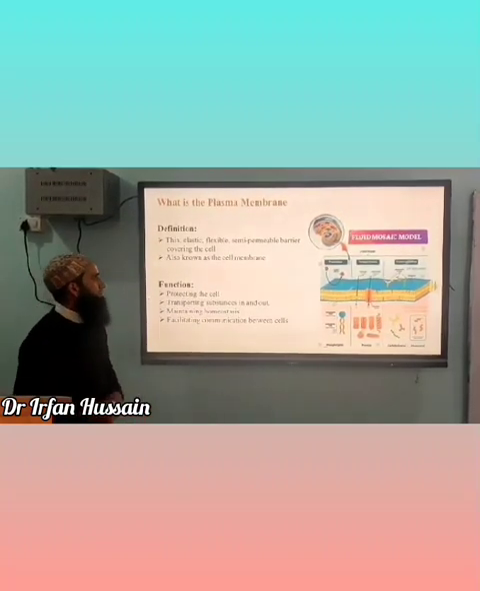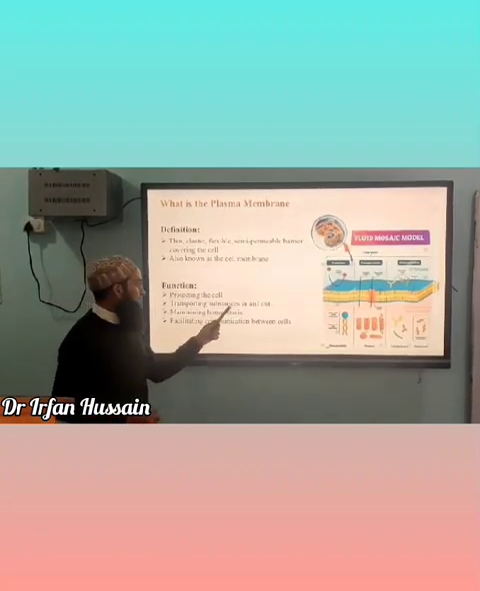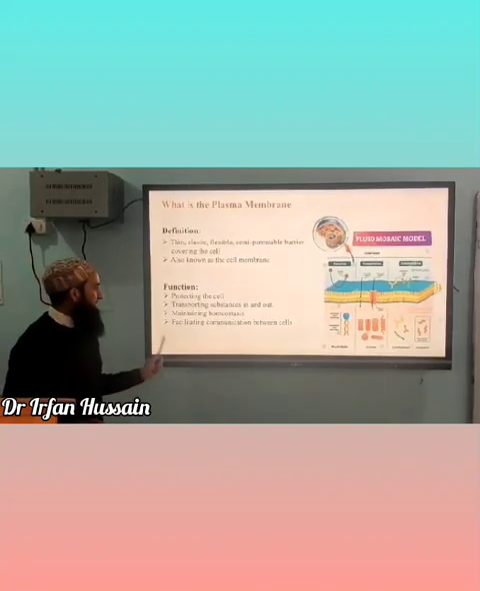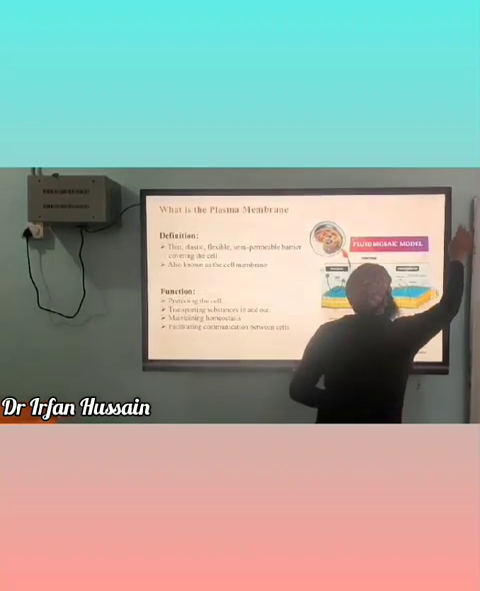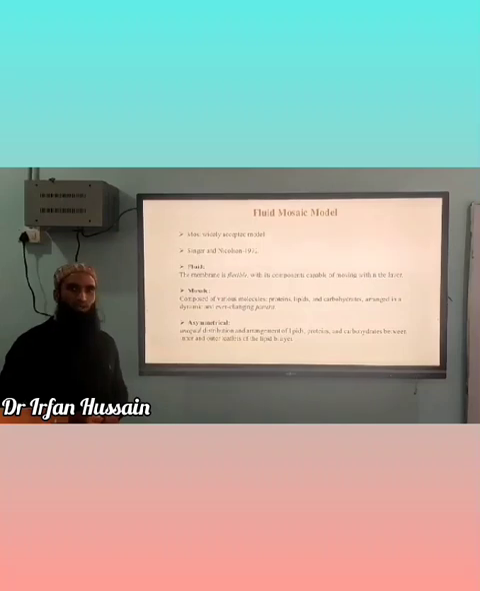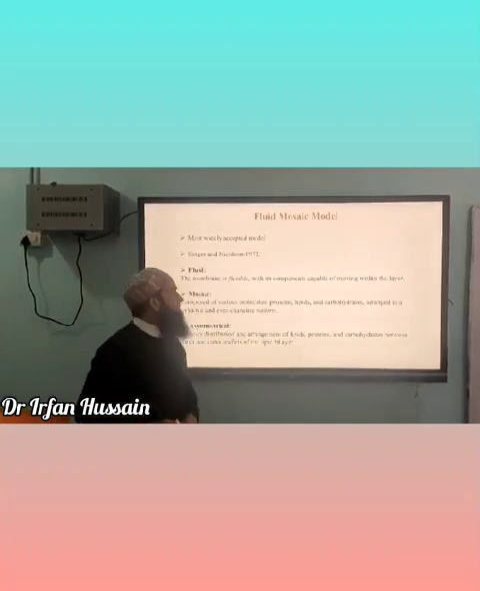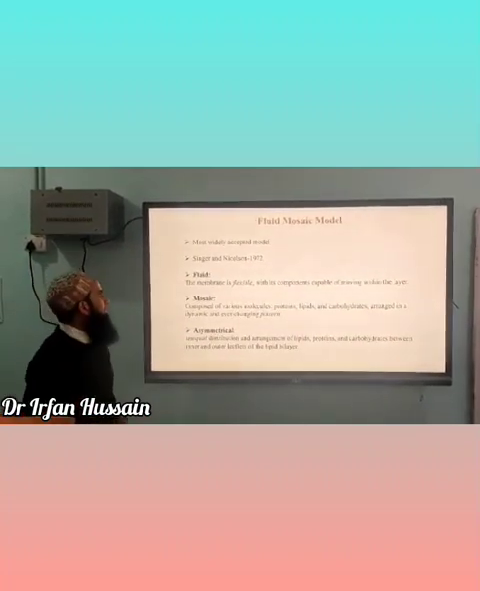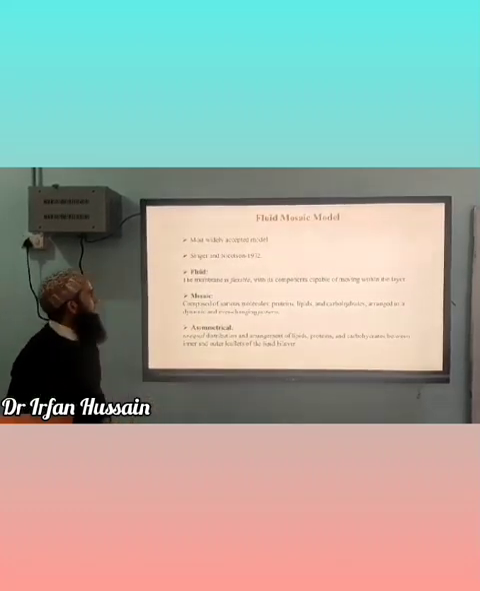The main functions of this plasma membrane are protecting the cell, transporting substances in and out of the cell, maintaining homeostasis, and facilitating communication between the cells. Now let's go to the next slide. The most acceptable model for the structure of the plasma membrane is the fluid mosaic model. This fluid mosaic model is the most widely accepted model. It was given by Singer and Nicolson in 1972.